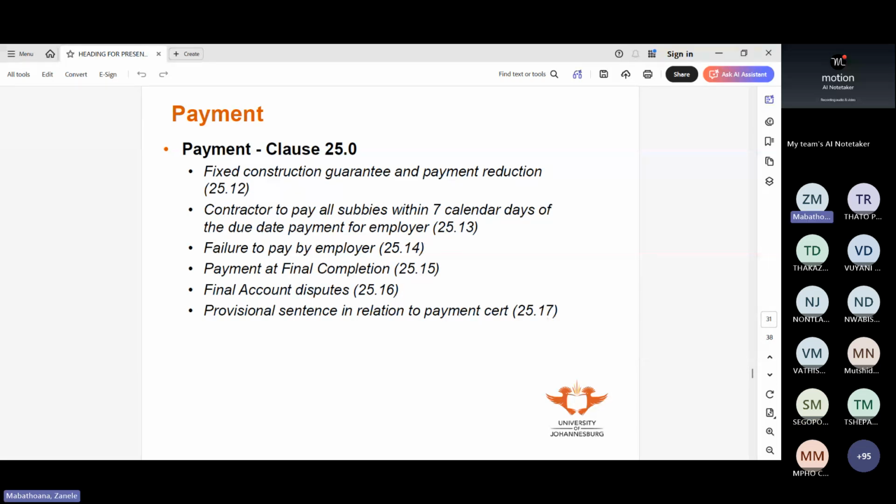Tsegofatso. Thank you, ma'am. Just as a question, I see there's a lot of clauses that are being referenced here. Are we going to be able to come to the test with the actual document, or are we expected to memorize all of these clauses? No.